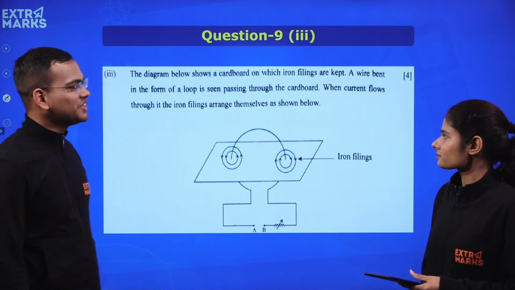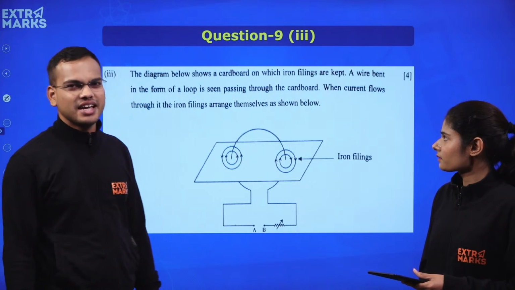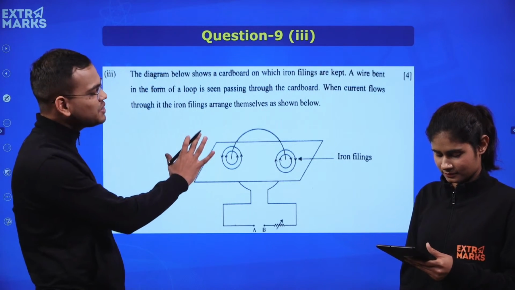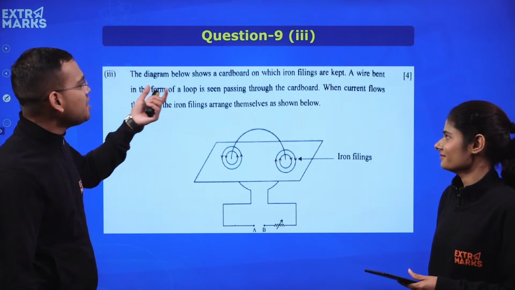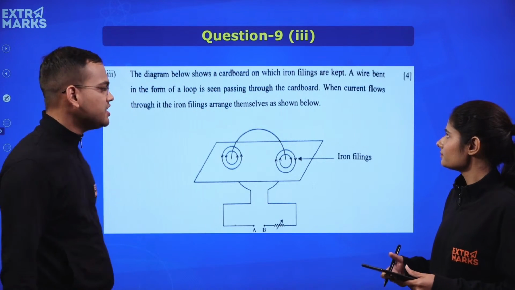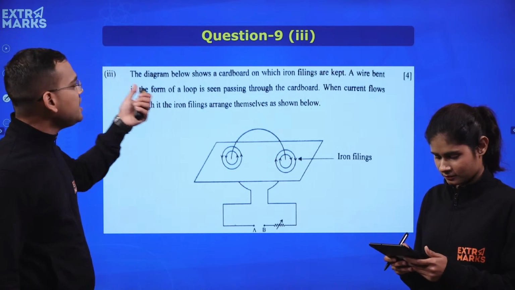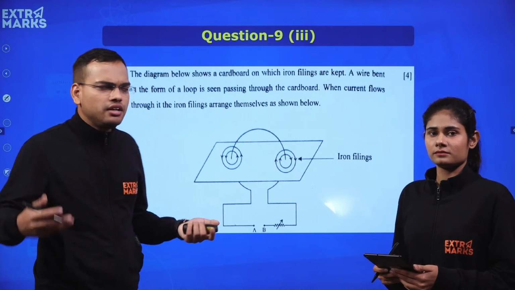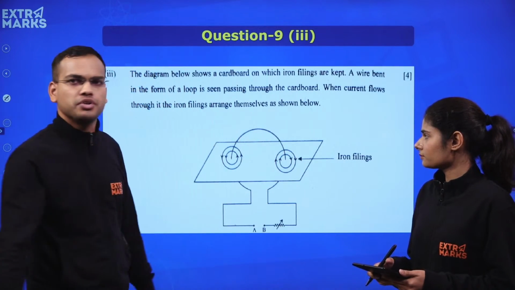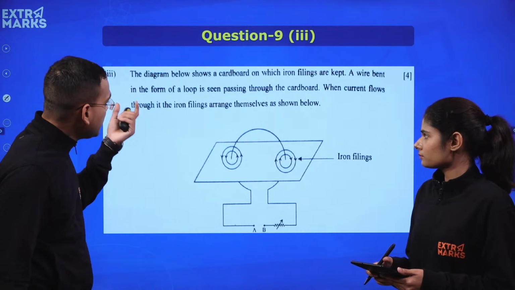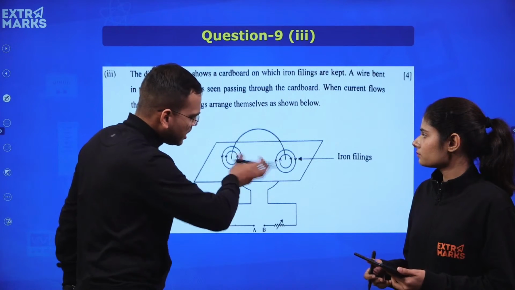Alright, so we are approaching the last question of this paper, which was an easy question. The diagram makes it look scary, but believe me, this is very, very easy. A diagram below shows a cardboard on which iron filings are kept. A wire bent in the form of a loop like a circle is seen passing through the cardboard. When current flows through it, the iron filings arrange themselves as shown. So iron filings are arranging like this.